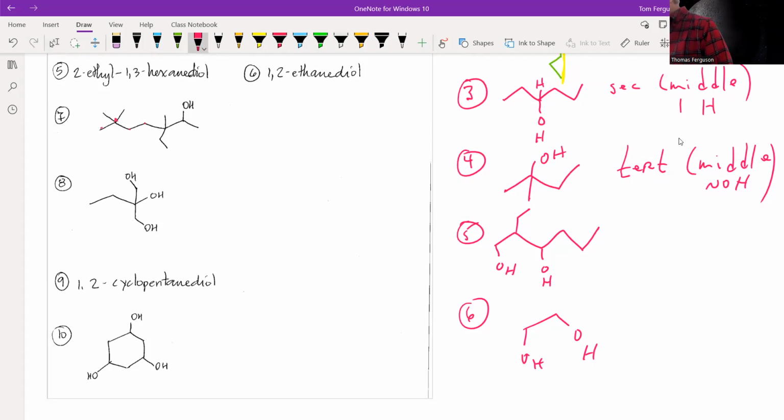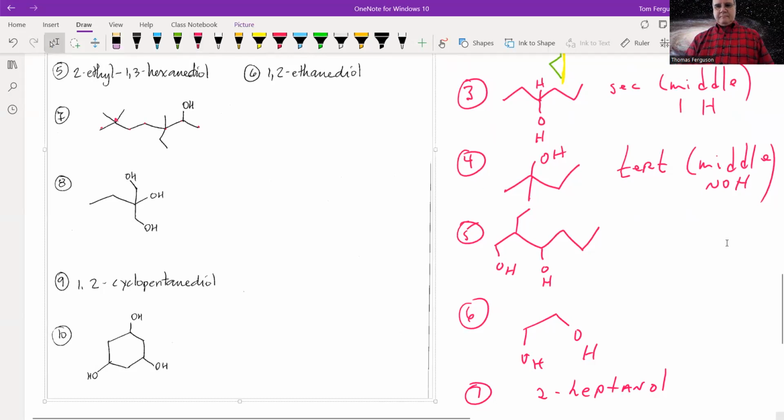1, 2, 3, 4, 5, 6, 7. So that's going to be a heptanol on carbon number 2. I'm sorry, what? Yes, right to left.